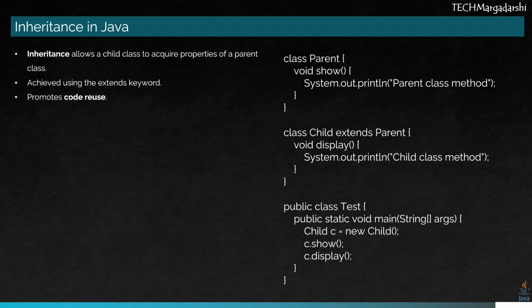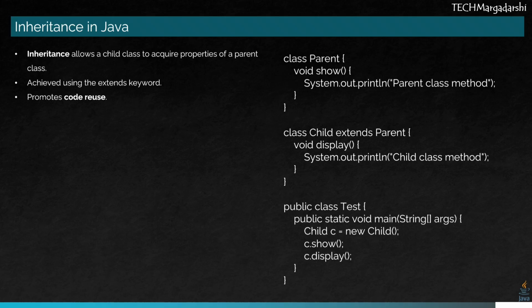Now, let's understand inheritance in Java. Inheritance is a concept where one class acquires the properties and methods of another class. It helps in code reusability and creates a parent child relationship between classes. In Java, inheritance is achieved using the extends keyword. Now, let's understand the code example. First, we have a class called Parent. This class contains a method named show, which prints a message saying Parent class method.